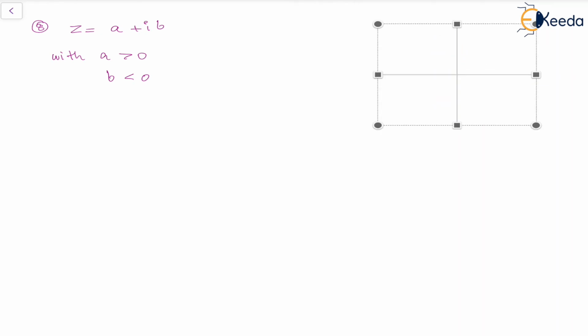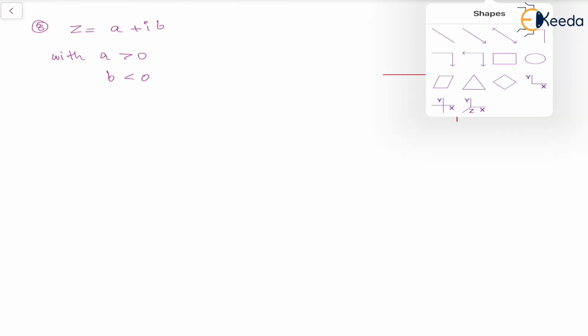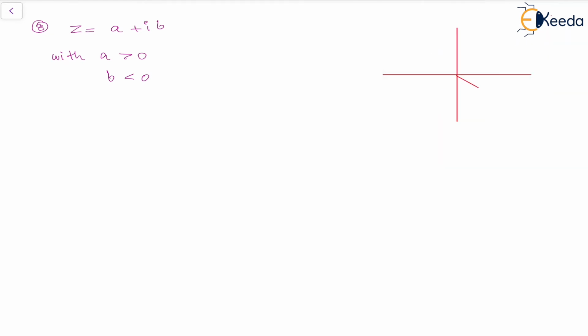Now the next case is for the fourth quadrant, that is z equal to a plus ib, with a being greater than 0 and b being less than 0. So we can see that this z will now lie on the fourth quadrant. And now the theta is going to be between 3 pi by 2 to 2 pi.